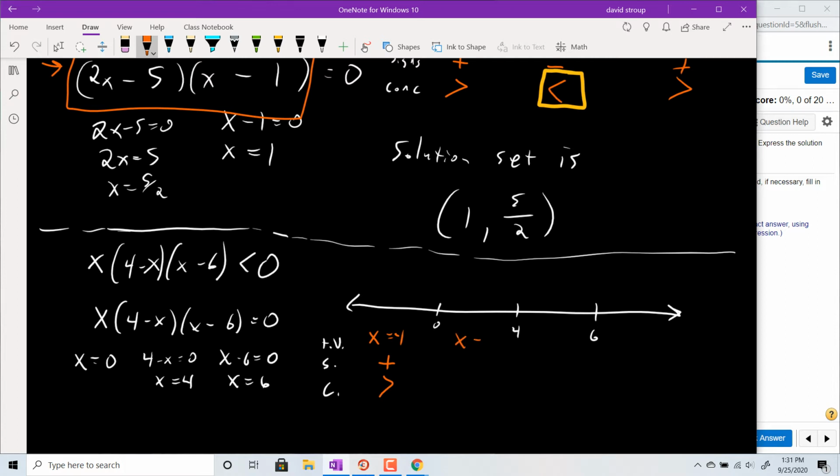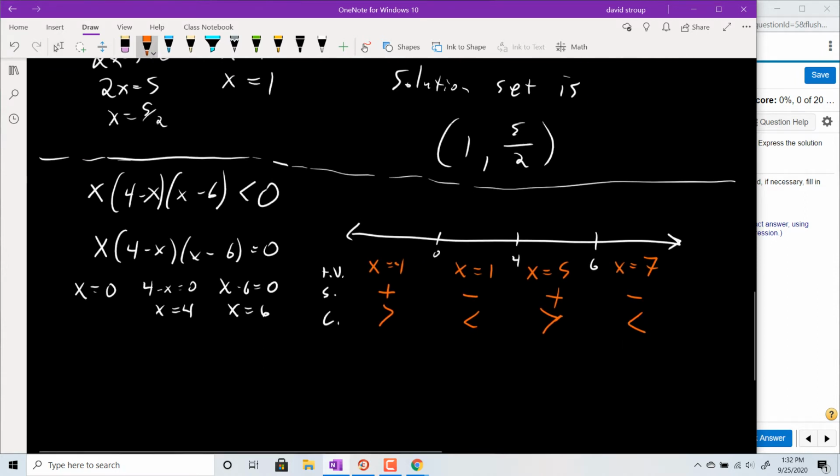Try x is 1. That'll be positive, positive, negative. So that's a negative, that's less than. Try x is 5. That'll be positive, negative, negative. So that's plus, that'll be greater than, sorry. And then finally, x is 7. So that'll be positive, negative, positive. So that'll be negative, less than. And again, the inequality type this time means that we're using parentheses as opposed to the bracket. And we're looking for the less thans.